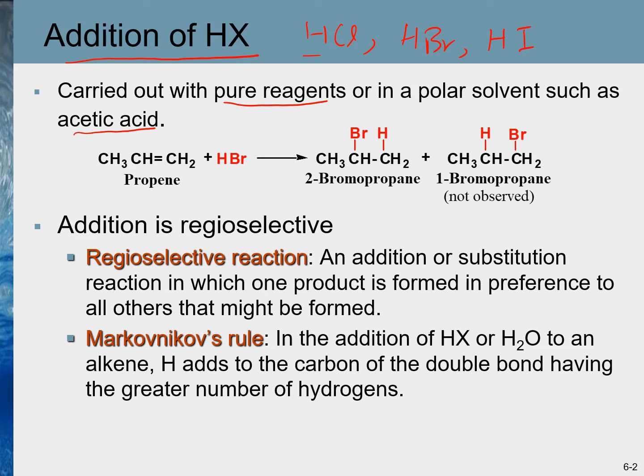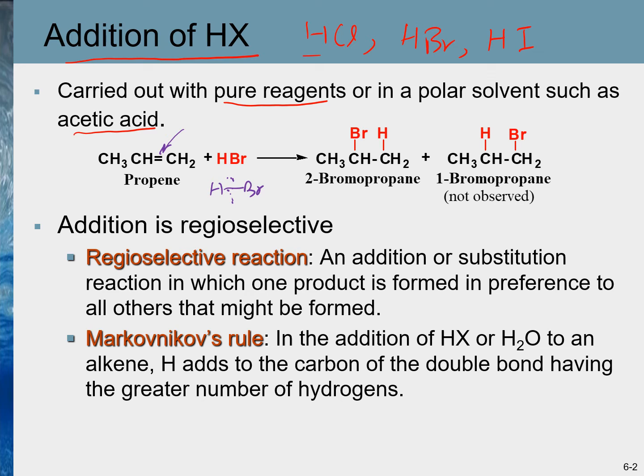Let's take an example of addition of HBr to propene. Now, as we saw in the previous slide, all of these electrophilic addition reactions take place in such a way that this pi bond will break and HBr will get added across the carbon-carbon double bond. In other words, the H-Br bond will break, the pi bond will break, and one side of the pi bond will get hydrogen, the other side gets Br.